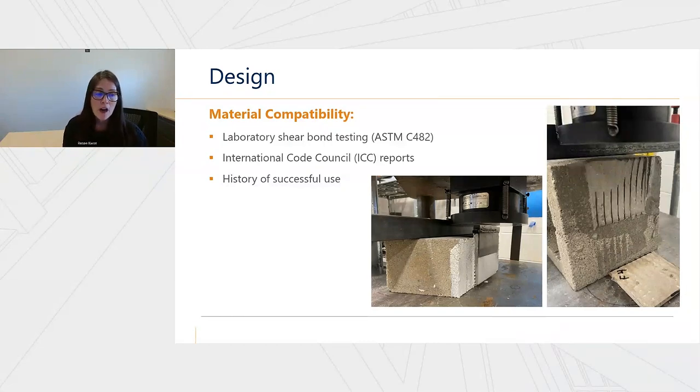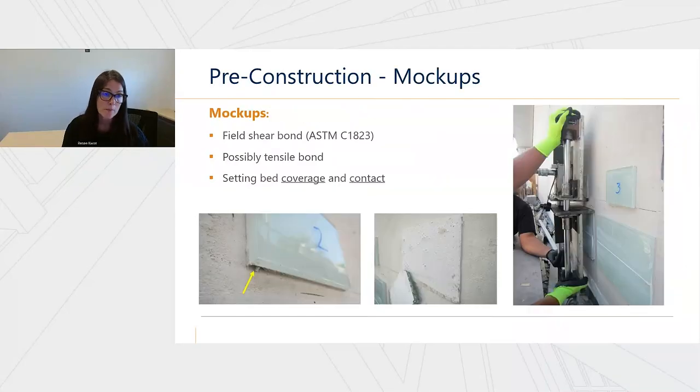Other ways that we can confirm material compatibility may be through International Code Council, ICC reports. So this is where a manufacturer has tested their material and has a prescriptive, basically an outline of how it needs to be installed to achieve that code requirement, the 50 PSI bond strength. And history of successful use, again, can be used for evaluating the material compatibility.